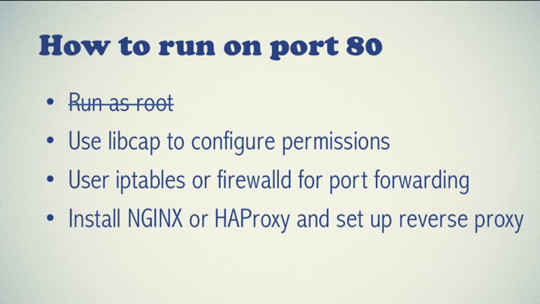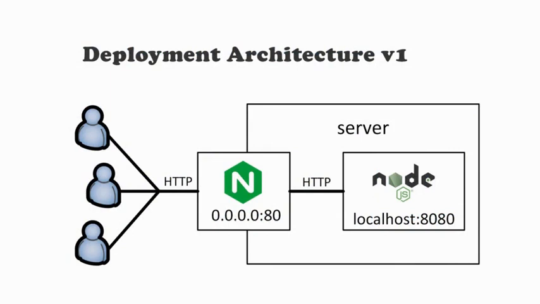We will install Nginx. There is an alternative called HA proxy to do the same thing, but we will go with Nginx, and we will set it up as reverse proxy. So let's see what it means in practice. So here is how our deployment architecture version 1 will look like once we install and configure Nginx.